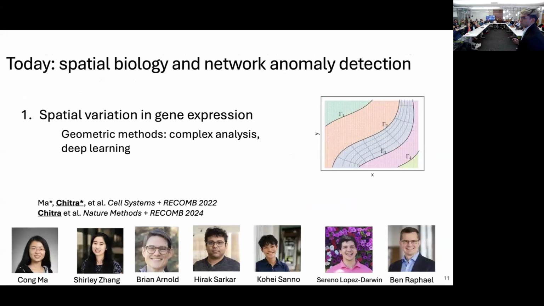And so I'm going to start by talking about our methods for looking at spatial biology, spatial variation in gene expression. This is joint work with a number of very helpful co-authors, including my co-first author, Uthsav Chitra, and my PhD advisor, Ben Raphael.